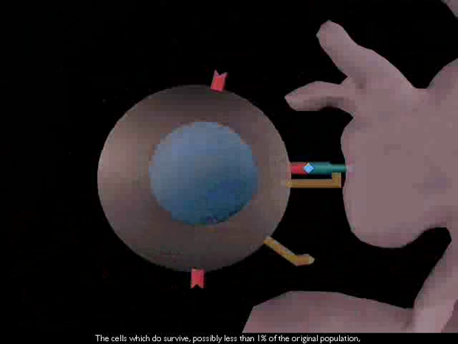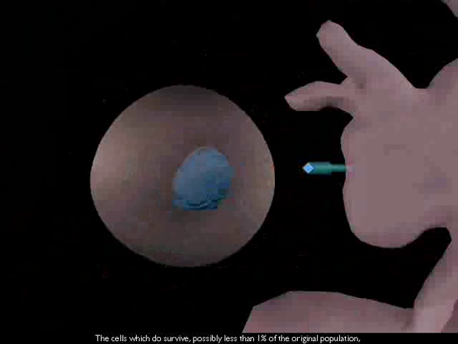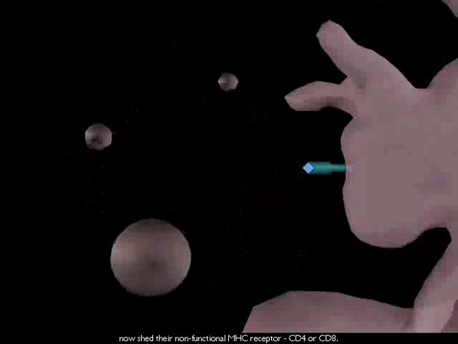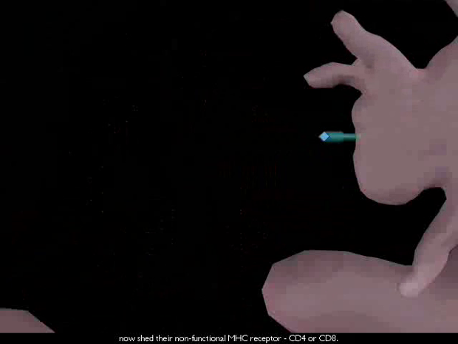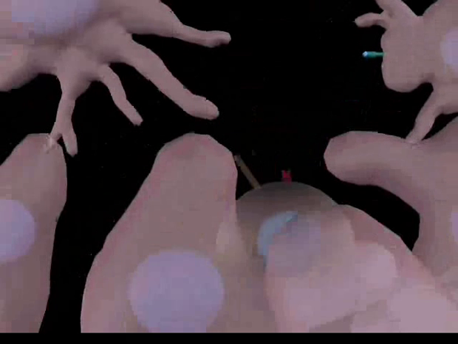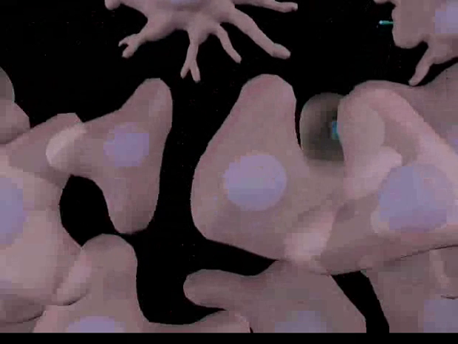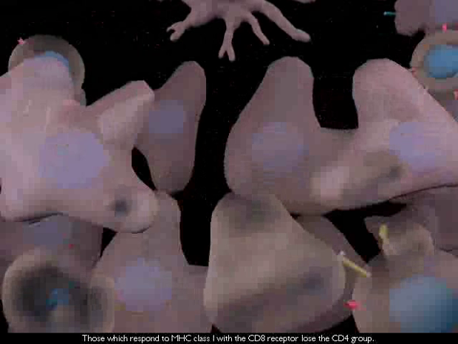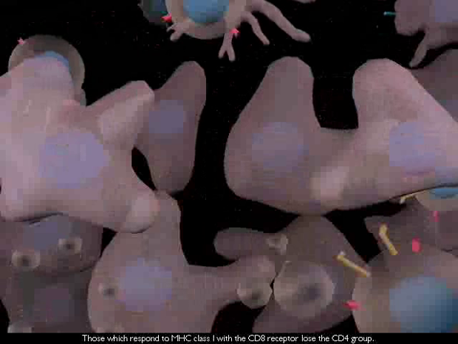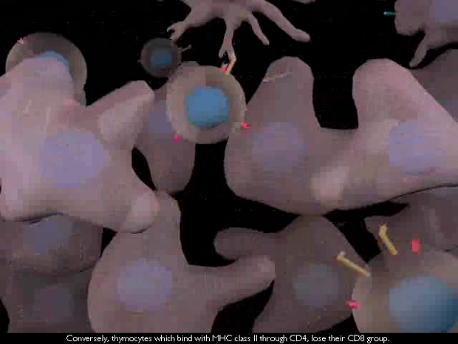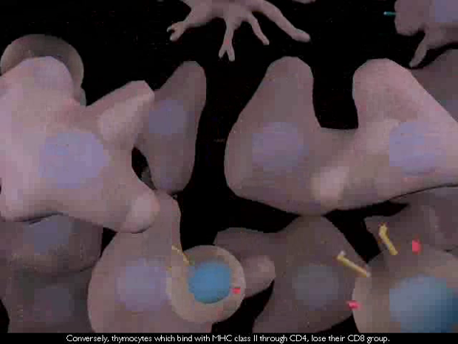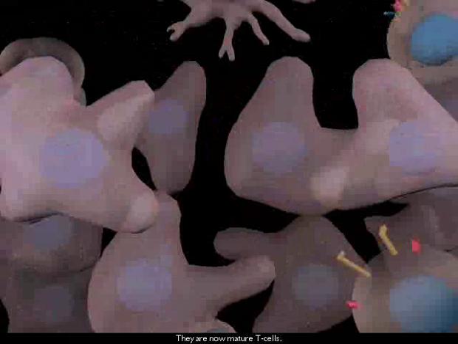The cells which do survive, possibly less than 1% of the original population, now shed their non-functional MHC receptor, CD4 or CD8. Those which respond to MHC class I with the CD8 receptor lose the CD4 group. Conversely, thymocytes which bind with MHC class II through CD4 lose their CD8 group. They are now mature T cells.